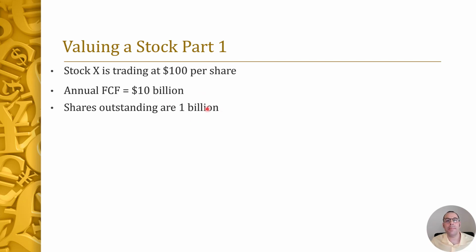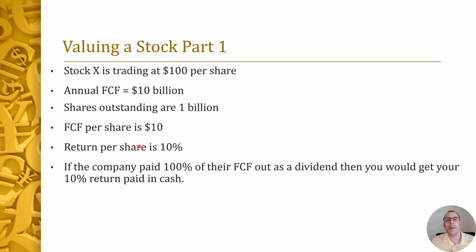And let's pretend the company has 1 billion shares outstanding. So the free cash flow per share is $10. So that's your return on investment, $10, and you invested $100. So you have a 10% return. If the company paid out 100% of their free cash flow in the form of a dividend, then you would get your return in cash.